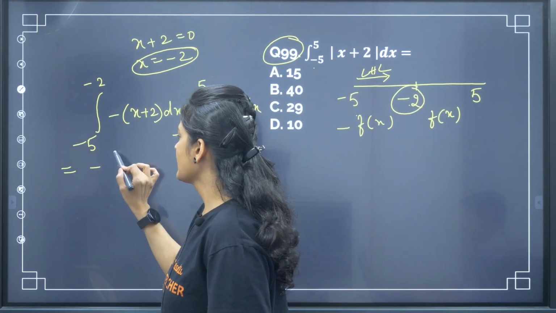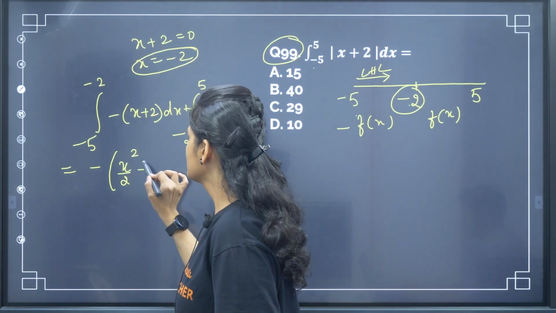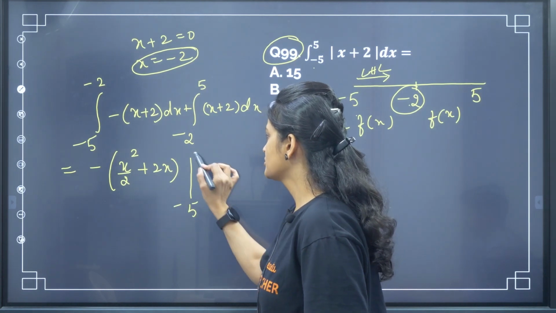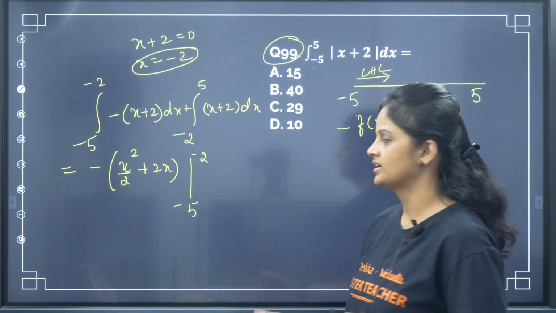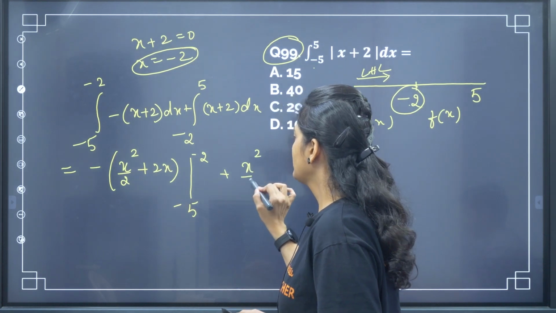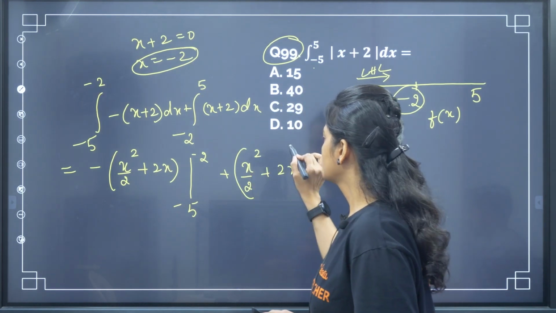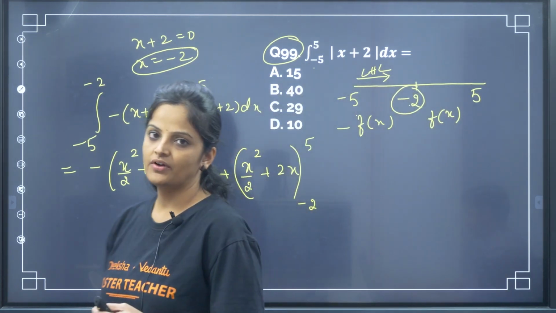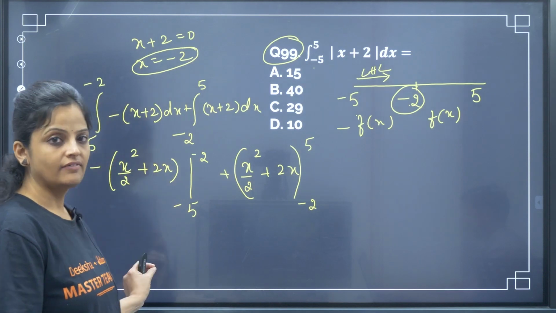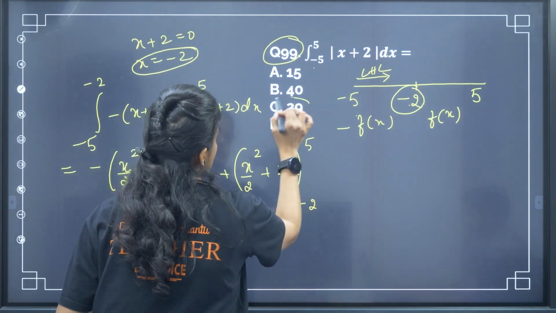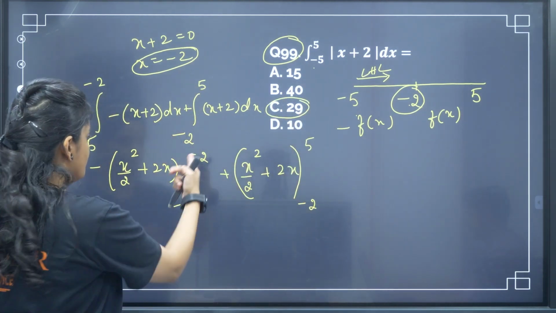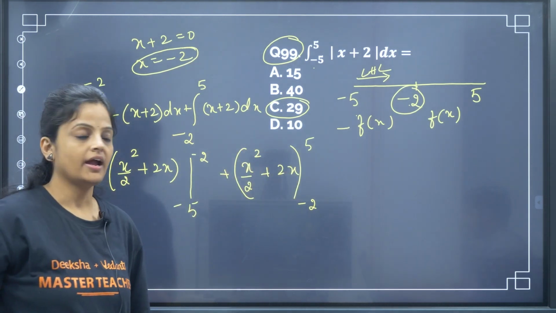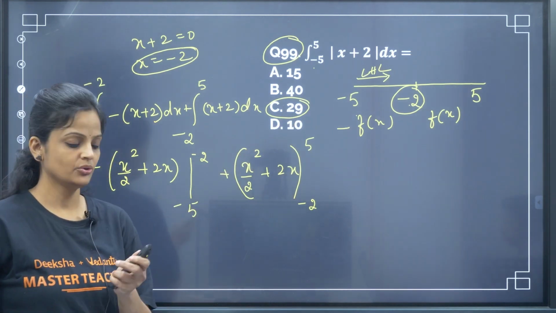On integration of this, I am getting x square by 2 plus 2x. I am going to leave the simplification to you. You need to substitute this, that much you can do. Just substitute and get the answer. x square by 2 plus 2x. For this term you have to substitute minus 2 and 5. Upper limit 5, lower limit minus 2. On putting the values and simplifying, you are going to get 29 as the answer. Put upper limit minus the lower limit. Here also put upper limit minus the lower limit, and you will get answer option C, 29.